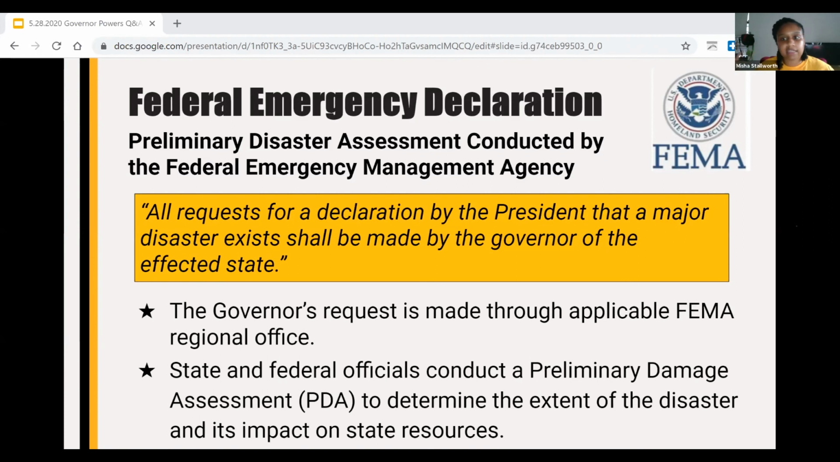So they come and look and check things out and see how the state has been affected, and determine the extent of the disaster and its impact on state resources. And if they say, yes, the impact on state resources is severe enough, the extent of the disaster on people is severe enough, then that federal emergency declaration goes through. When an obviously severe or catastrophic event occurs, the governor's request may be submitted prior to the preliminary damage assessment, and the governor also must certify that the state's resources are overwhelmed.